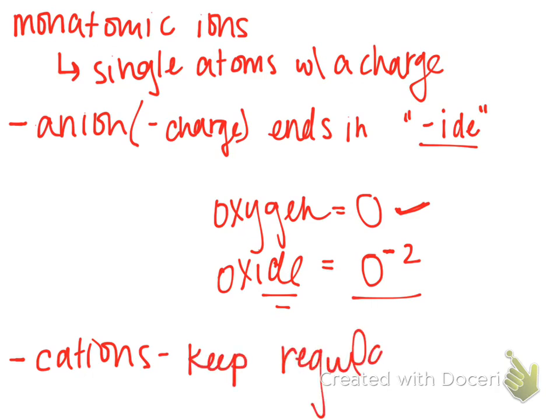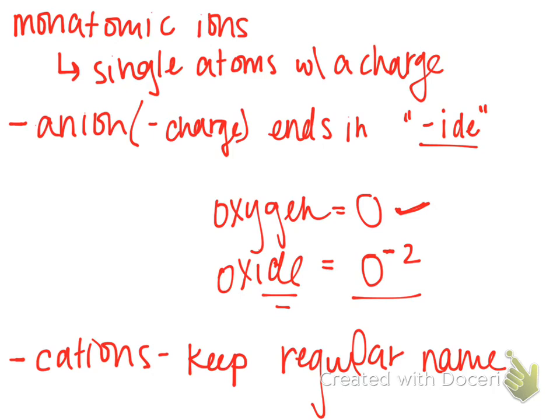So they're really easy to name. Do you see all of the positively charged atoms just keep their regular element name, right? There's no way to differentiate if you're talking about the charged version or the non-charged version, so that's a little bit tricky. But sodium is the same whether it's 0 or +1. It's still called sodium.